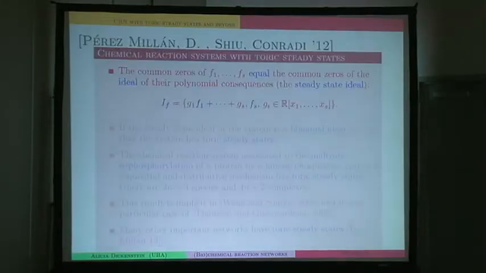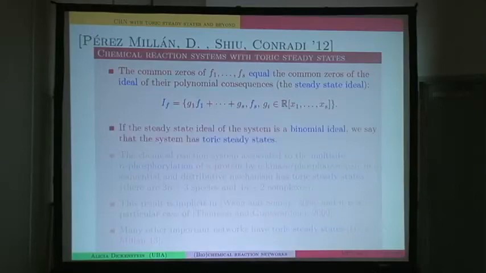So now I'm going to put in a little bit more tools. If you look at the zero sets of the F_i's, they coincide with the zero set of all the polynomials in the ideal they generate in the polynomial ring over R. This means that we take all linear combinations with polynomial coefficients, and all polynomials of this form have exactly the same zeros as the original F's.